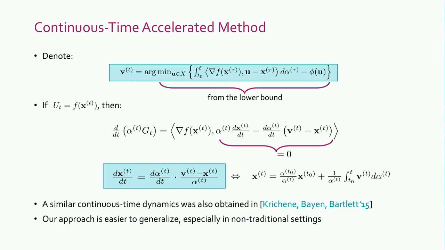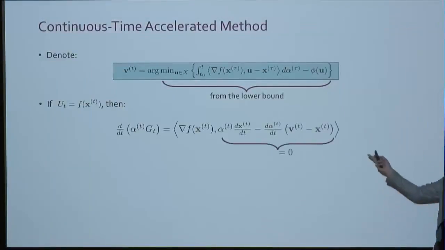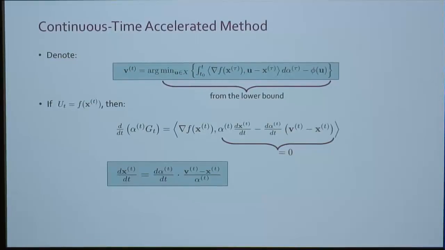Now let's see another example. If I take my other upper bound and do the same thing, just make this something else equal to 0, this exactly gives you what is known as accelerated mirror descent dynamics.